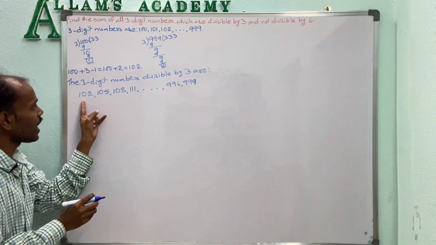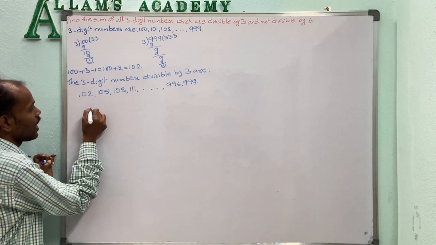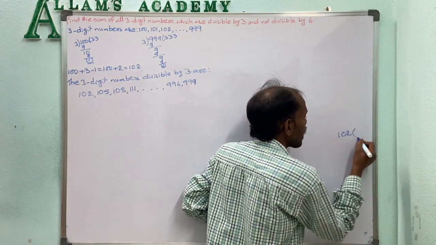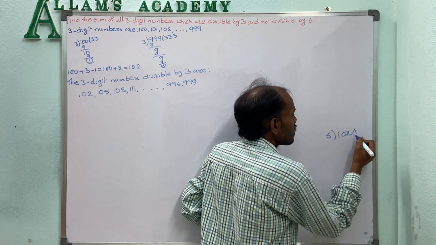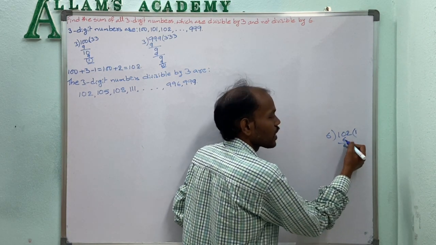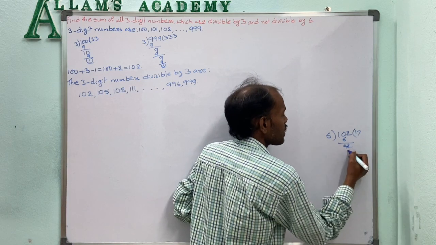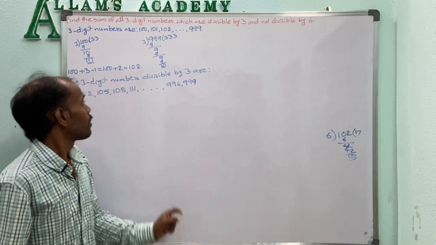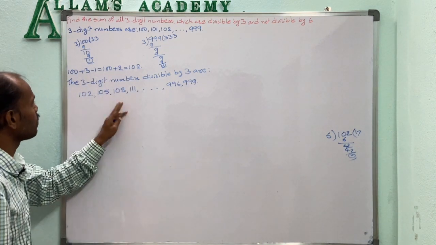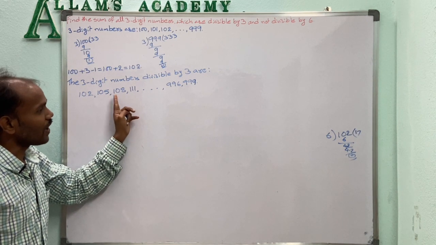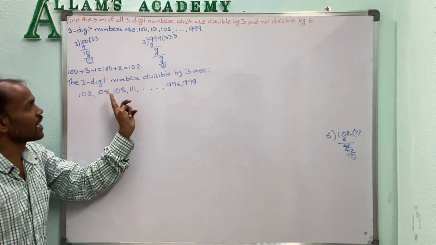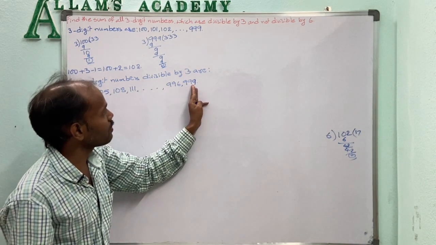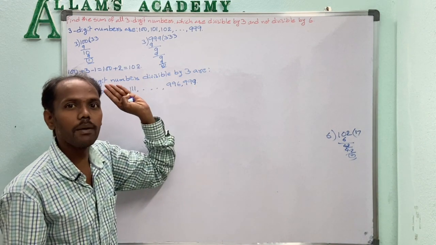Now we are asked for numbers divisible by 3 but not divisible by 6. So now checking whether 102 is divisible by 6 or not. 6 ones are 6, remainder 4, 10 minus 6; now 42, 6 7s are 42. So 102 comes in the 6 table, but 105 does not come in the 6 table. Next, 108 comes in the 6 table, 6 18s. 111 does not come. So the last number 999, observe, is also not in the 6 table.